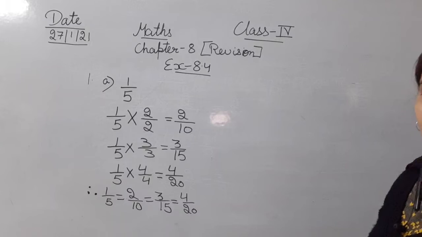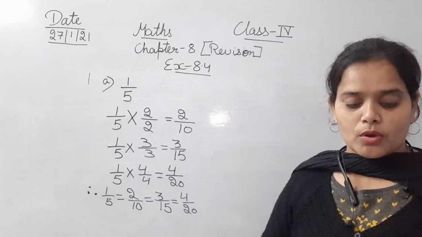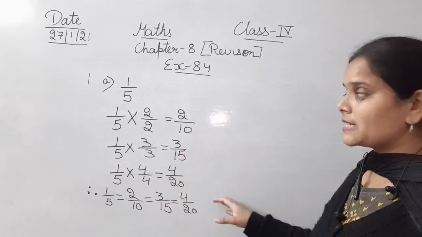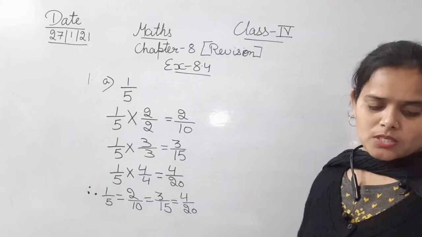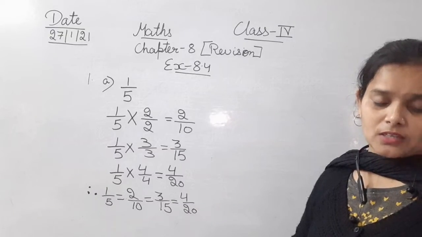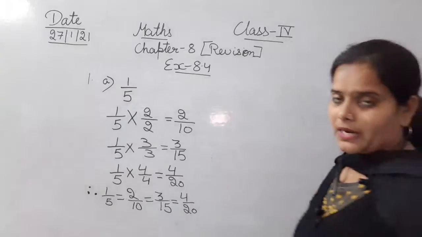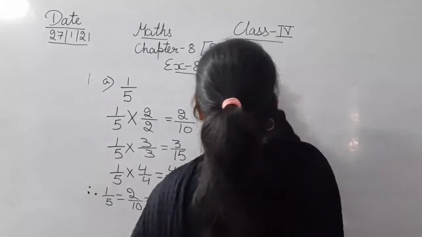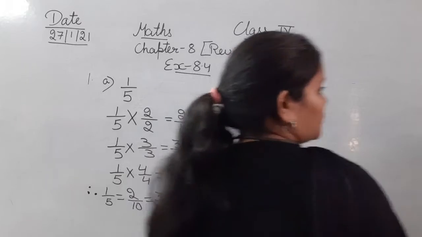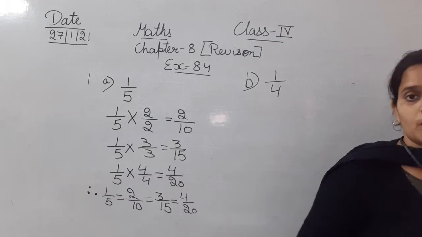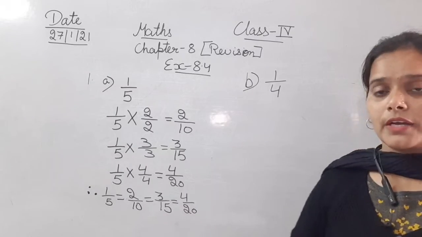Okay, so now we have to find the next 3 equivalent fractions to 1 upon 4. So just like we found the next 3 equivalent fractions of 1 upon 5, same as it is, we have to find equivalent fractions to the next numbers. So the B part is 1 upon 4. Okay, so the next equivalent fractions to 1 upon 4 we have to find out.